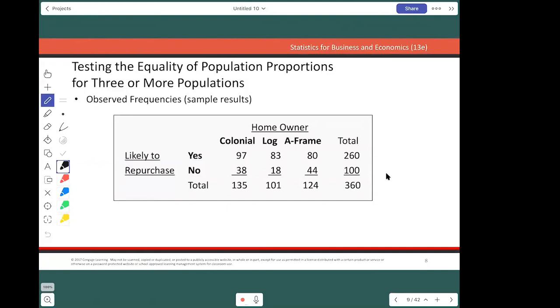So out of the 135 people who bought colonial homes, 97, not percent, said that they would repurchase. If I calculate what that is as a proportion, 97 divided by 135, that's about 72%.